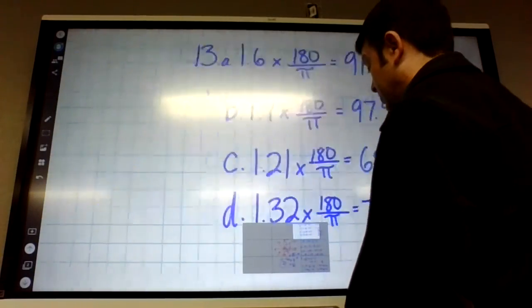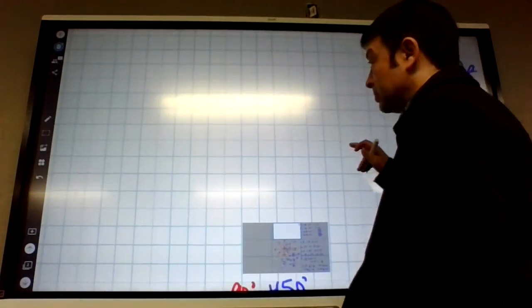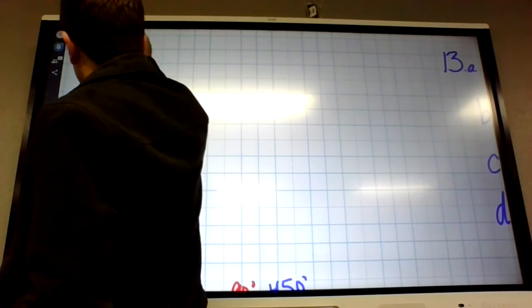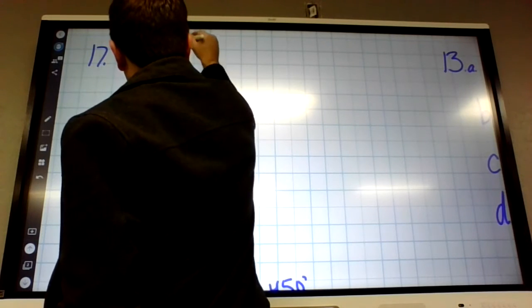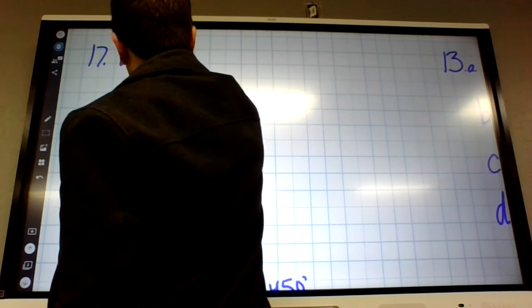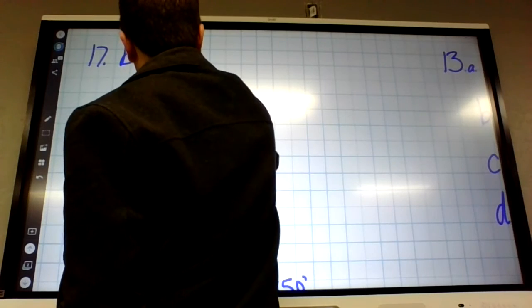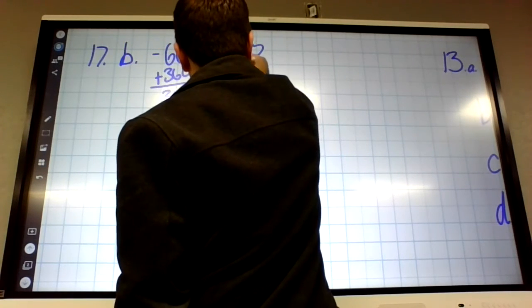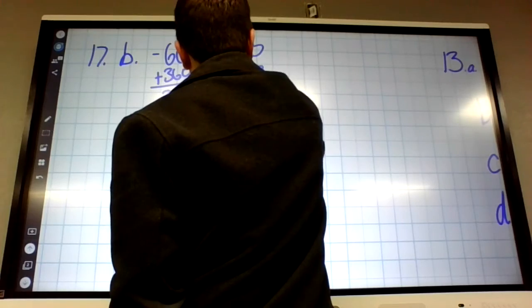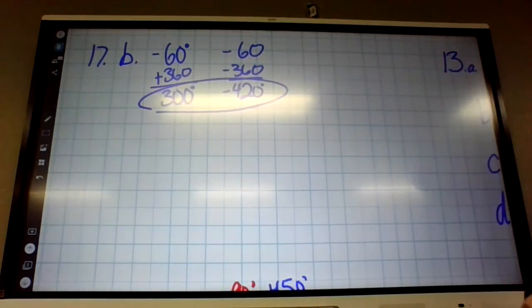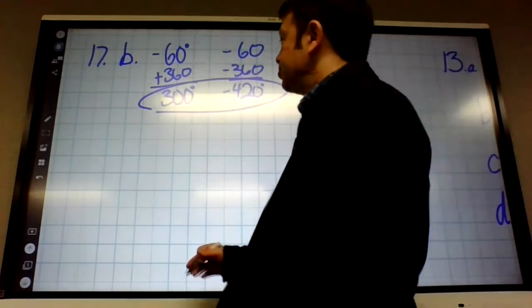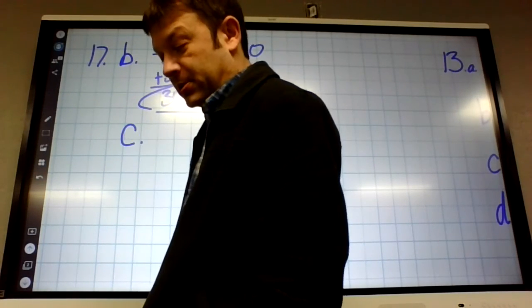All right, I'm going this way. It's really not that hard though. So negative 60 is my starting angle. So to get a positive, I'm going to add 360, which would be 300 degrees. And to get a negative, I'm going to subtract 360, which is negative 420. Okay, there's more than one possible answer for these. You keep adding 360 or keep subtracting 360. These are just the closest.